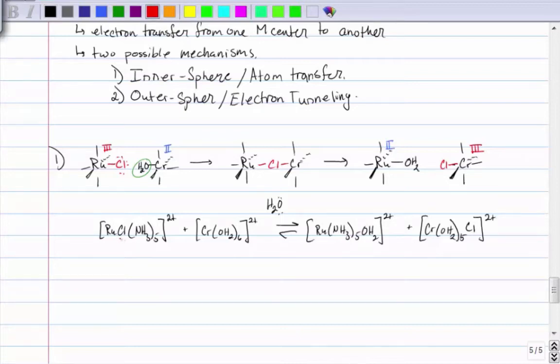So because chlorine here is a negatively charged ligand, this is a +3. Chromium over here is bound to neutral ligands, so it's +2. Over here, ruthenium is bound to all neutral ligands, so it's a +2. And over here, chromium now has chlorine, so it's a 3. So you can tell that this is a redox reaction because the oxidation states of the metals have changed. And you can tell that it's an inner sphere reaction because the chlorine has been transferred from the ruthenium to the chromium.